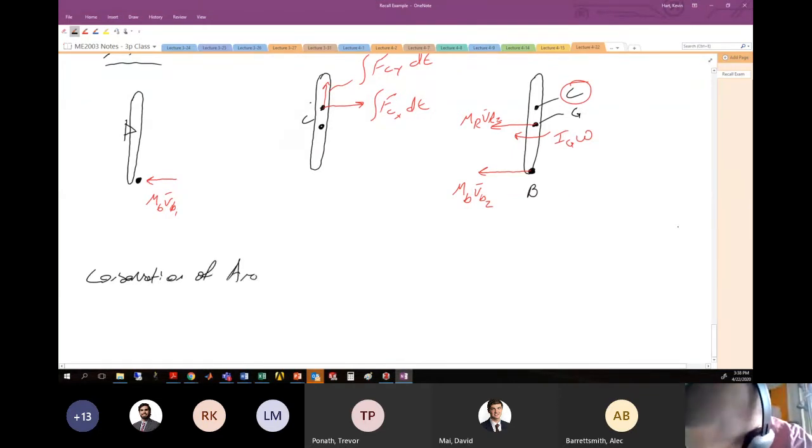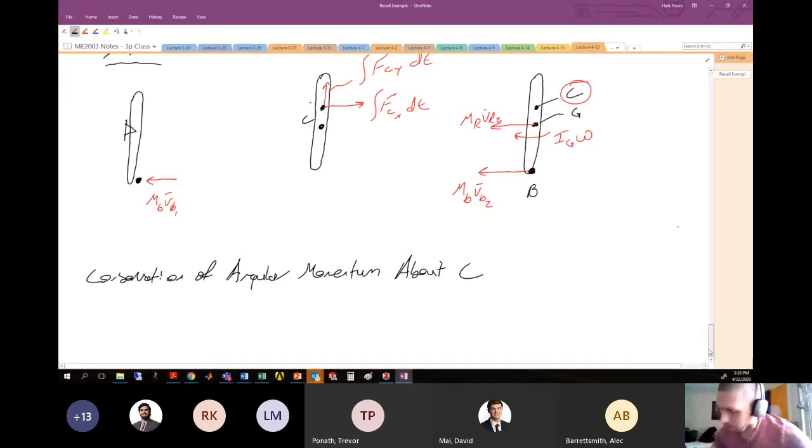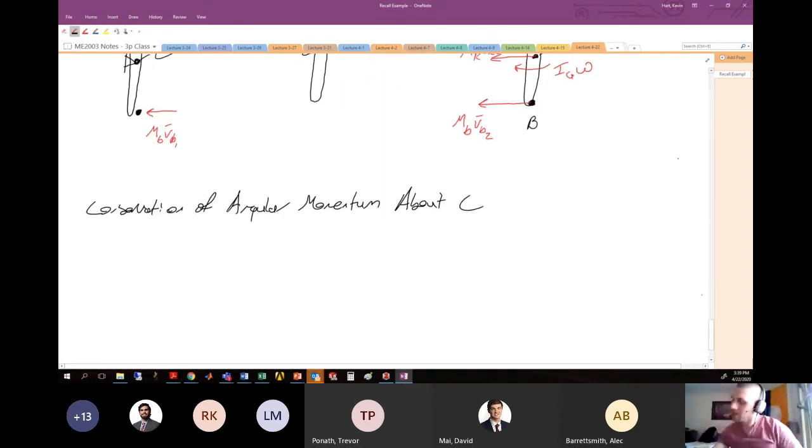Conservation of angular momentum about C. Okay, away we go. Let's do it. From C to shining C. All right. Conservation of angular momentum about C.